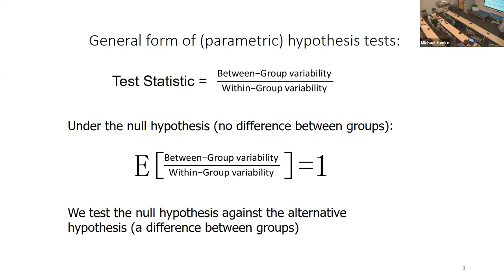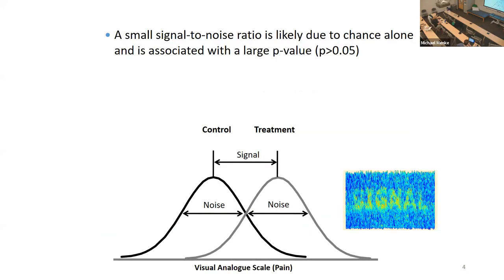So we test the null hypothesis against an alternate hypothesis, which is typically that there is a difference between groups, or a difference between treatment conditions. And we hope to find that, in fact, the ratio of the between to the within is greater than 1, significantly greater than 1. So that's what I want to talk about. What does that mean, significantly greater than 1?